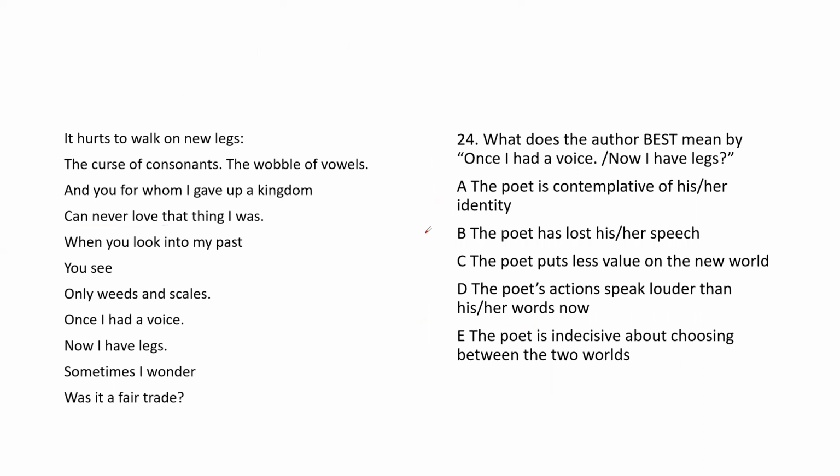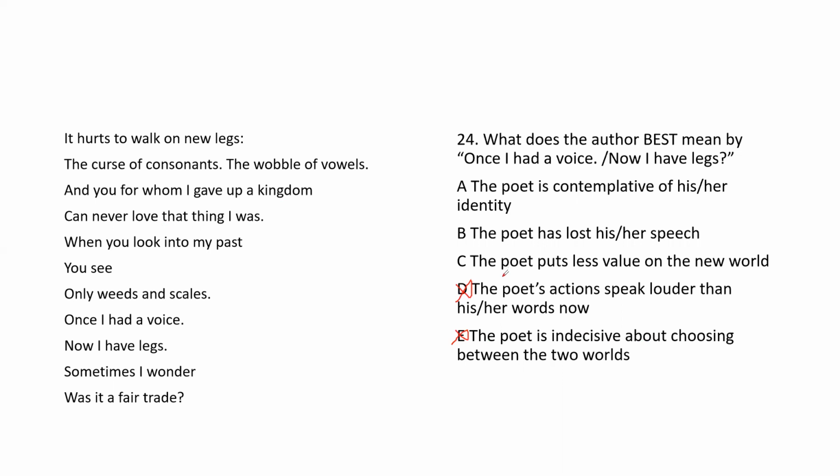Let's look at question number 24. The question says, what does the author best mean by once I had a voice, now I have legs? So if we comprehend it, the author is talking about the changes that have come in his life. So let's look at options. Let's begin with option E. The poet is indecisive about choosing between the two worlds. The author is not choosing, the author is comparing his past and present, so it goes out. Option D, the poet's actions speak louder than his or her words now. Actions and words are not discussed, so again it goes out.